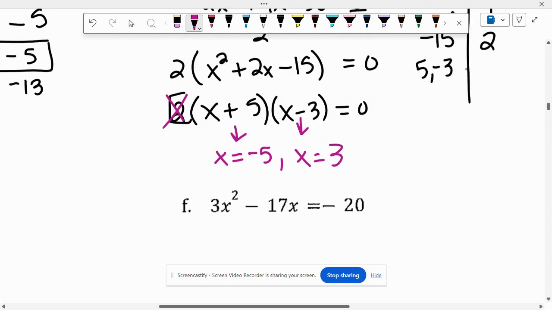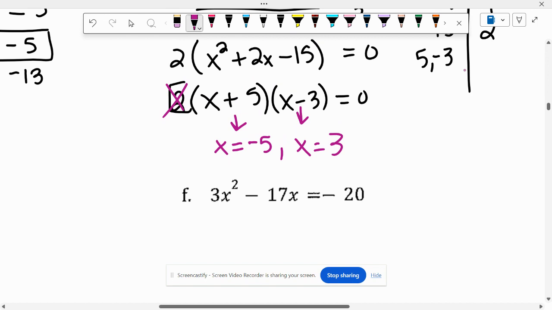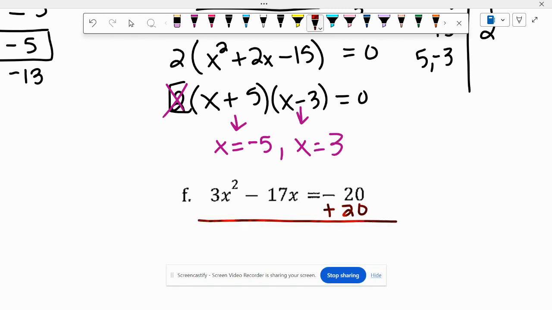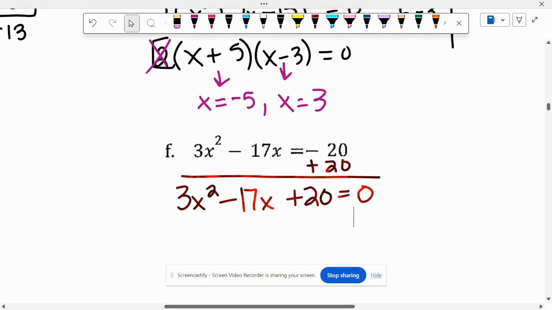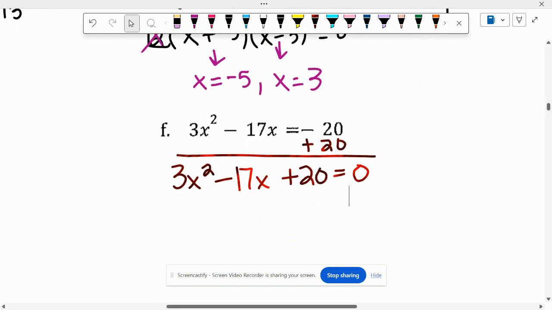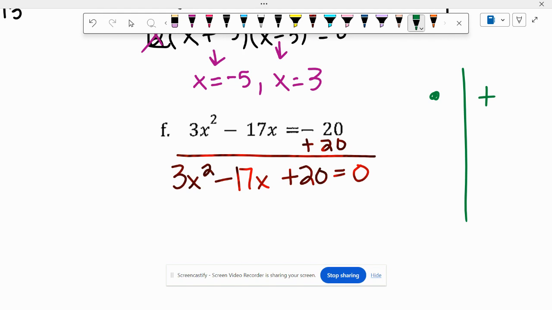What about f? What are we going to do to solve that one? I had to add 20 to both sides. So that's going to give me 3x squared minus 17x plus 20 equals 0. So I have to figure out the product, A times C, and the sum of B. What is A times C? 60. And what does it have to add up to? Negative 17.